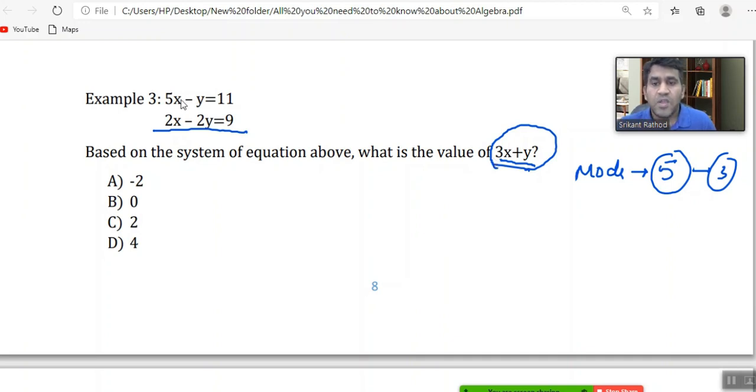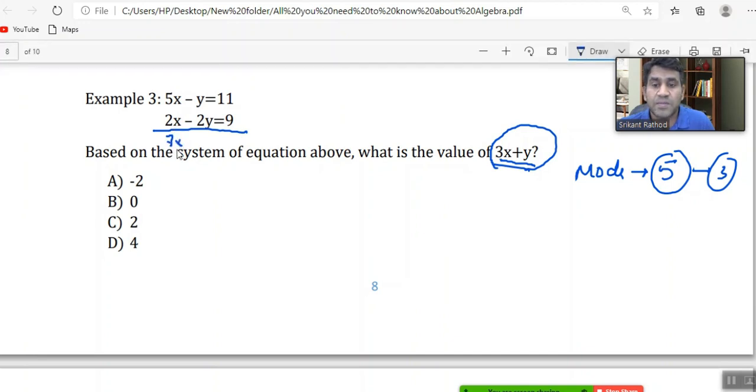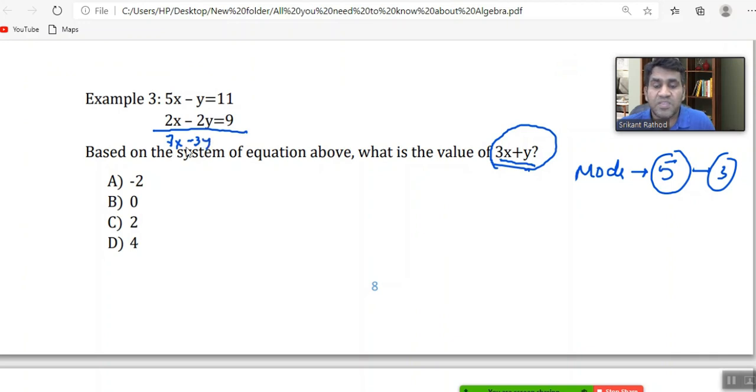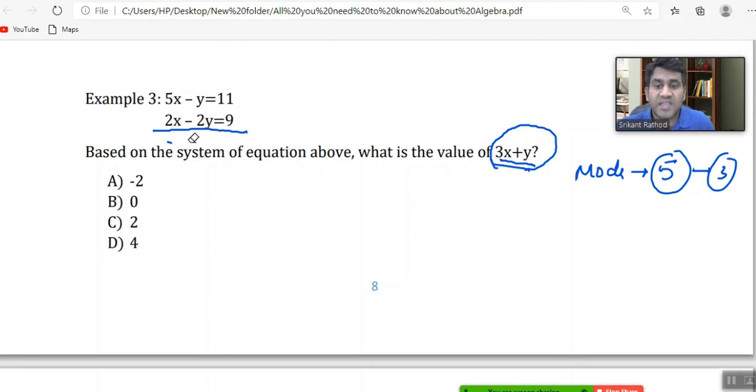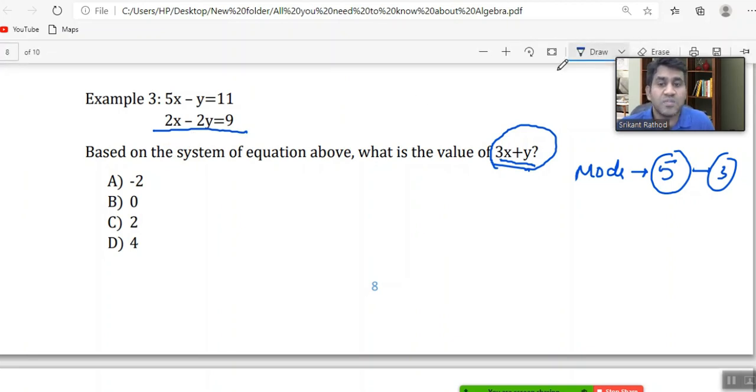Right? Now look at, when you are adding it, 5x plus 2x, it's giving me 7x, minus y minus 2y, it's going to be minus 3y. 7x minus 3y, no, because I'm looking for 3x plus y. This is not possible. Then what else can I do now? Instead of adding, I can do another thing. As I told, first check with addition. If it doesn't work, check with the subtraction.